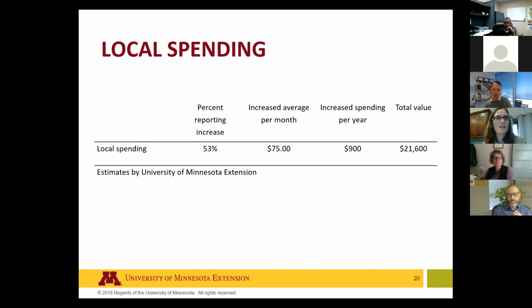Scott, if you go on. So then we looked at that local spending. As Scott said, just over 50% reported that they spent more locally. On average, that person reported spending $75. So that had a total value of about $21,600. Scott, if you want to.